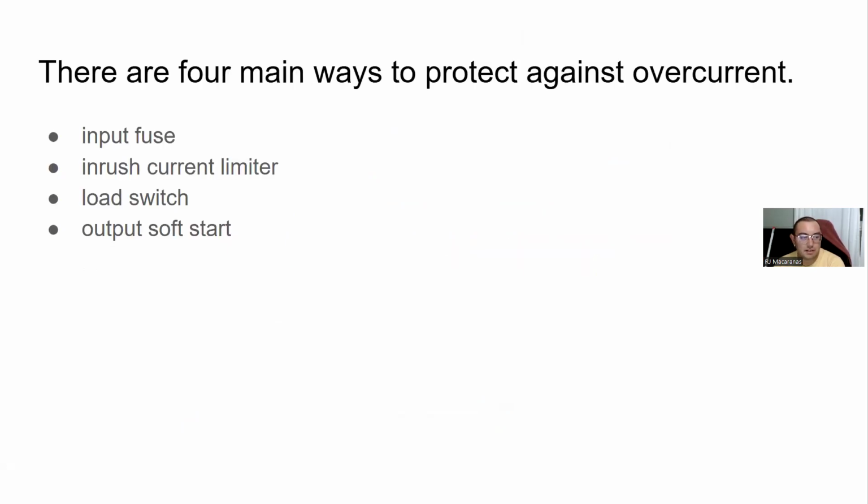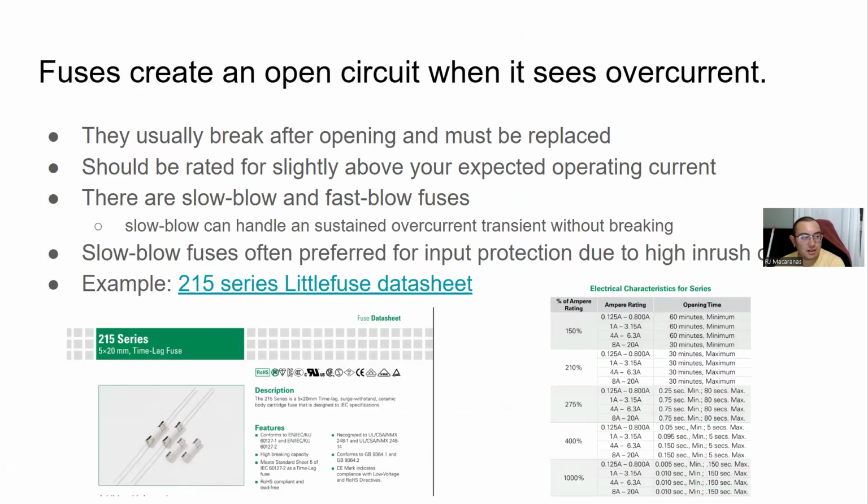All right, so getting into overcurrent protection, these are the four main ways to protect against overcurrent. First we have the input fuse, we've got inrush current limiters, load switch, and output soft start. And we're going to talk about each of these in these coming sections.